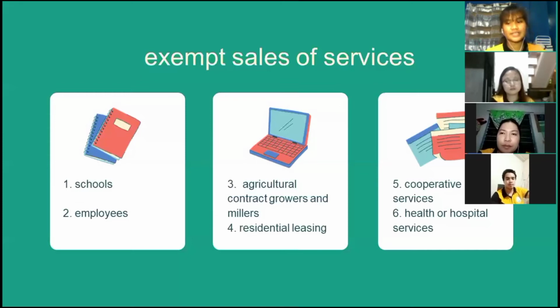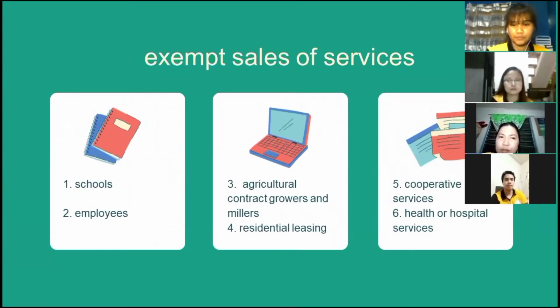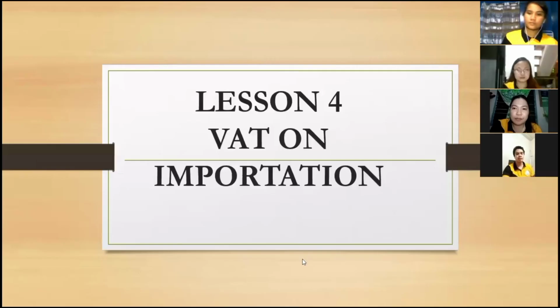So the last one is the health or hospital services. The medical, dental, hospitals, and veterinary services except those rendered by professionals and sale of drugs by hospitals. So again, those are the examples of exempt sales of services. Okay, let's move on to the lesson 4, VAT on importation.